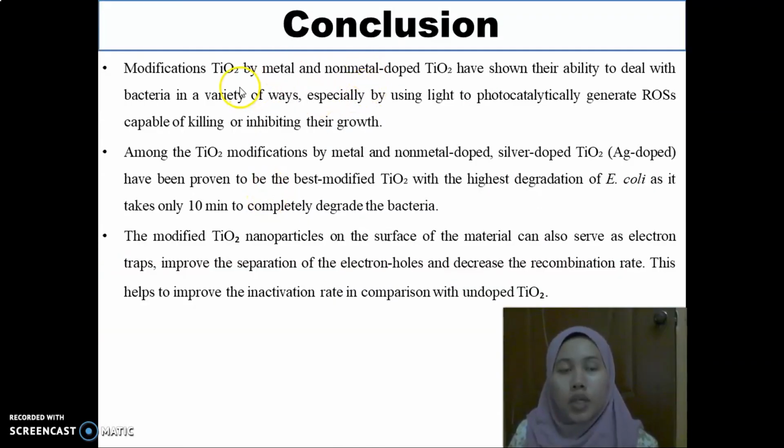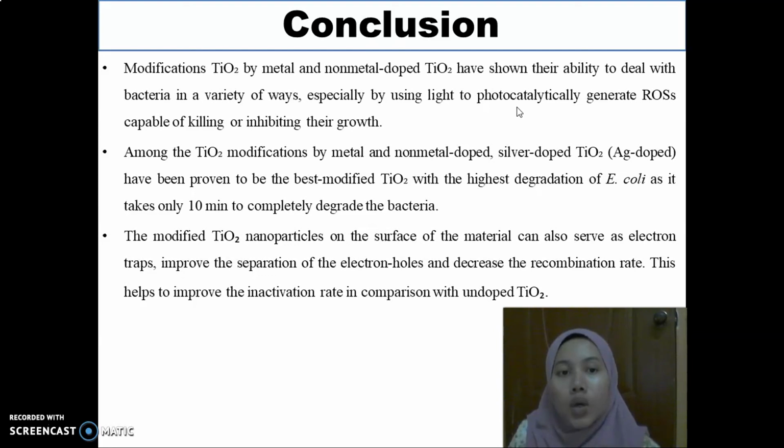In conclusion, modification of TiO2 by metal and non-metal dopes has shown its ability to deal with bacteria in a variety of ways, especially by using light to generate reactive oxygen species able to kill the bacteria. Among the metal and non-metal dopes, silver dope TiO2 has been proven to be the best modified TiO2 with the highest degradation of E. coli, as it takes only 10 minutes to completely degrade the bacteria.